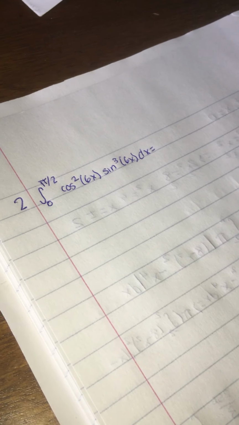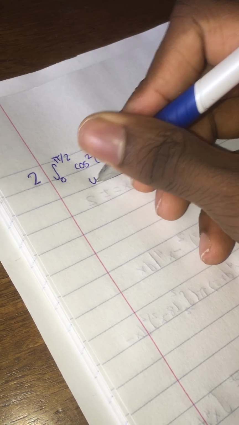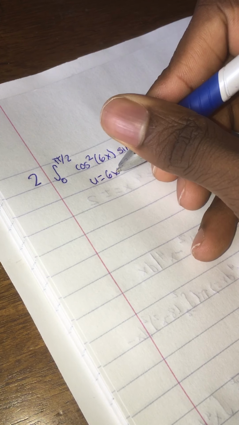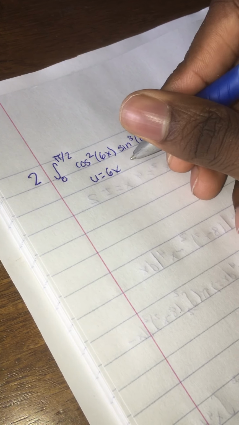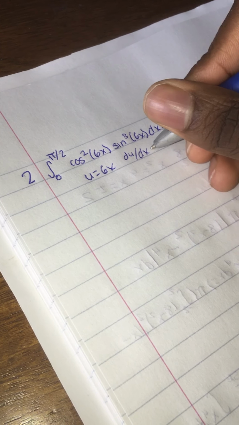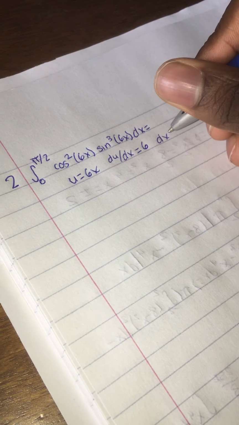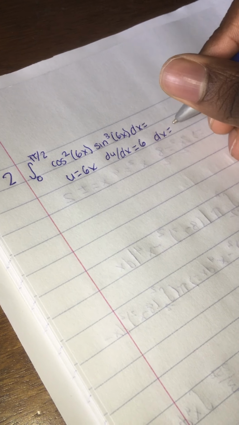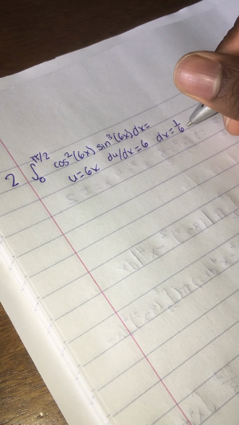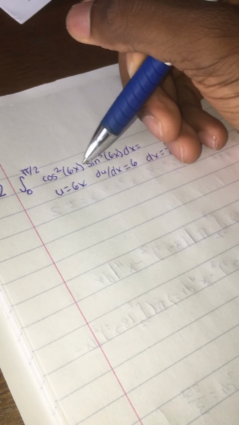So to get started here, you have to find your u, du, and dx. From here, we'll make u equal to 6x, then du divided by dx simply is going to be 6, and dx is basically going to be 1/6 du. Once we do that, just plug it back into the regular equation.